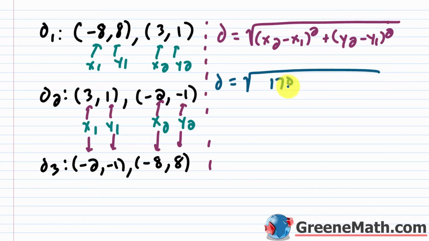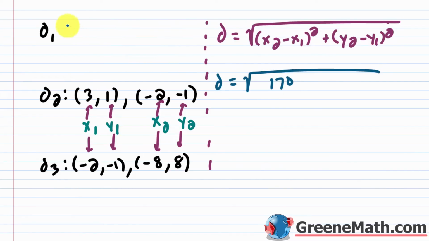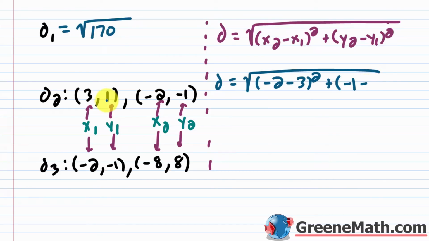Now for 170, it's 17, which is a prime number, times 10, which is 5 times 2. So you really can't make that any simpler. This right here is equal to the square root of 170. And let's move on to this D sub 2 here. So for the X sub 2, we have -2. And then minus for X sub 1, we have 3, quantity squared. Then plus, for Y sub 2, we have -1. And then minus for Y sub 1, we have 1, and this is quantity squared.